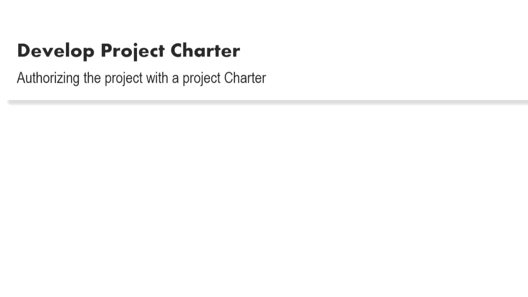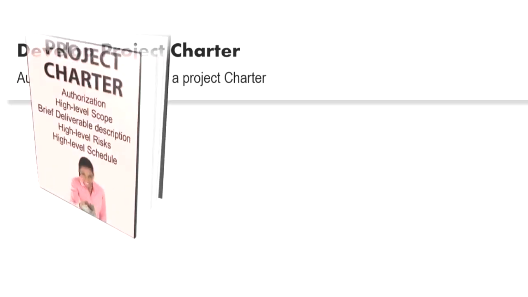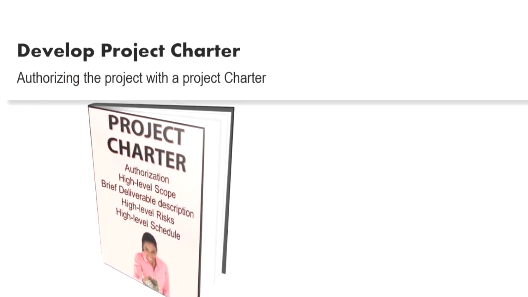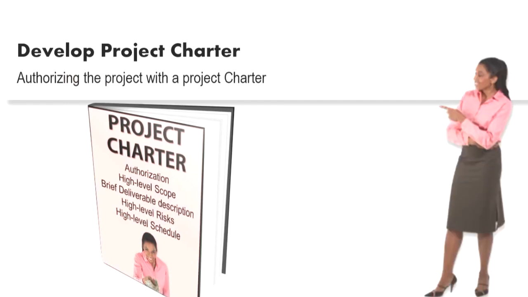The first one, as you can see on the screen here, is called Develop Project Charter. This is all about authorizing the project with a document called a project charter. Here's a brief example for you. The project charter contains high-level information such as the authorization of the project, why are we authorizing the project, who is in authority as the project manager, high-level scope, a brief deliverable description, high-level risks, and high-level schedule.